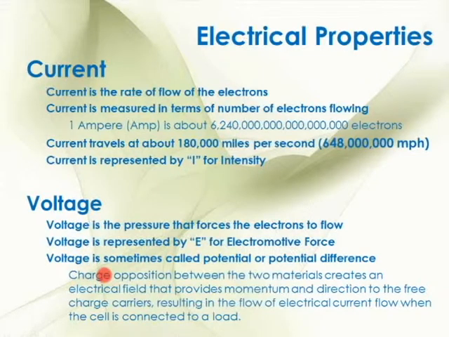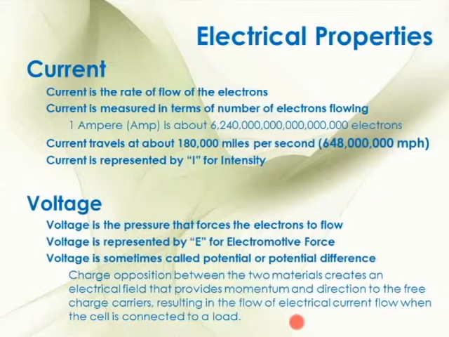Now, the other thing about voltage is they call it the potential or potential difference. This is one of the things you'll have to learn in order to get through these NABCEP tests: you have to learn to speak textbook. A lot of times we put things in more simple terms when we're talking or writing about this, but the NABCEP questions are written in textbook, which sometimes seems like a whole different language. The textbook way to say potential difference is: charge opposition between the two materials creates an electric field that provides momentum and direction to the free charge carriers, resulting in the flow of electrical current when the cell is connected to a load.